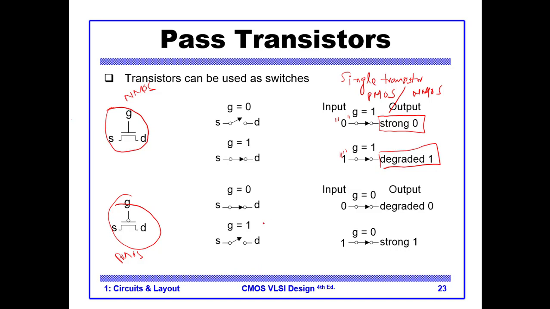Similarly, for PMOS, if the gate is 0, it is closed. So you see, these both cases are for closed. When the input is 0, what happens? And when it is 1, what happens? When 0, a degraded 0 is passed because it is a PMOS, and when the input is 1, a strong 1 is passed.